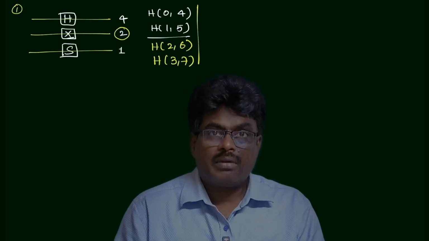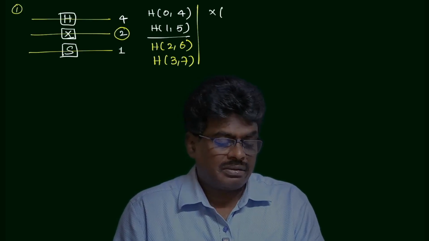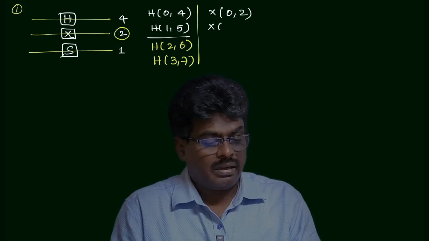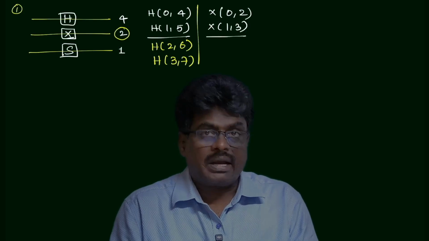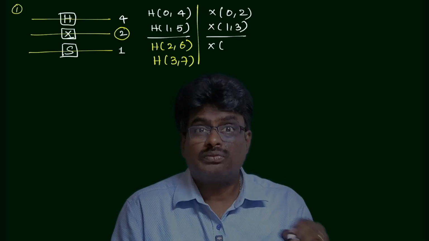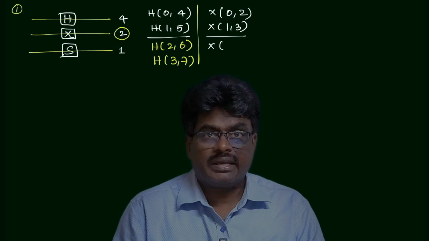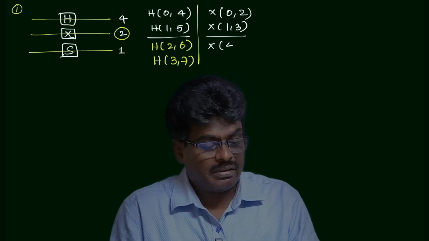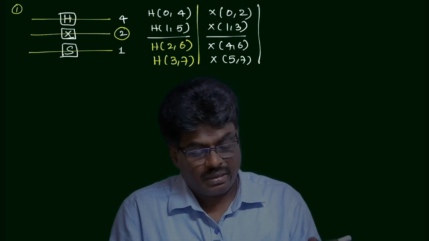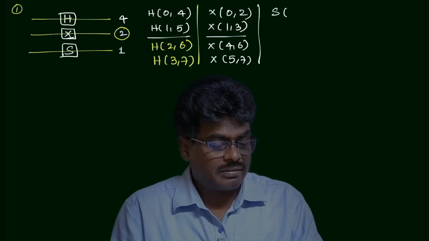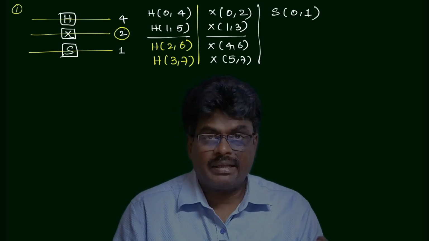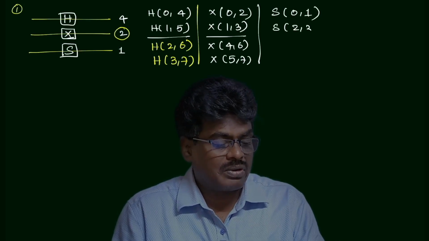And after that we have x. This is x 0 and the target is 2. Next add 1, x of 1 comma 3. Next add 2 to the previous operations, sorry, not 2, 4, because x already took 2 and 4 is remaining, 4 comma 6, and here it is 5 comma 7. And the next one is s, it is on the first one, 0 comma 1. Now I am adding 2, that is s of 2 comma 3.